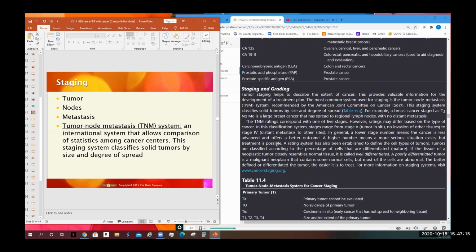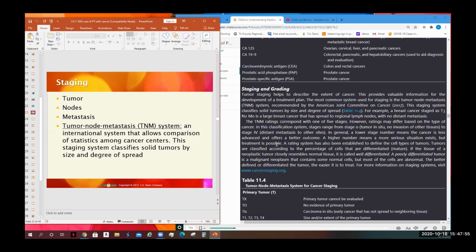For example, a breast cancer staged as T3N2M0 is a large breast cancer that has spread to regional lymph nodes with no distal metastasis. The TNM ratings correspond with one of 5 categories. However, ratings may differ based on the type of cancer. In this classification system, stages range from 0, tumor in situ, no invasion to other tissues, to stage 4, which is distant metastasis to other sites.